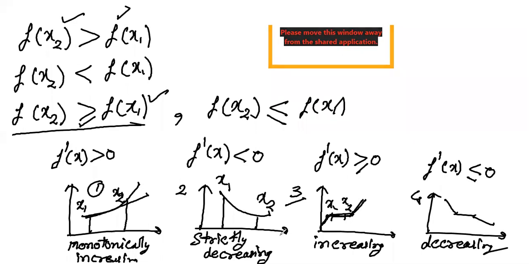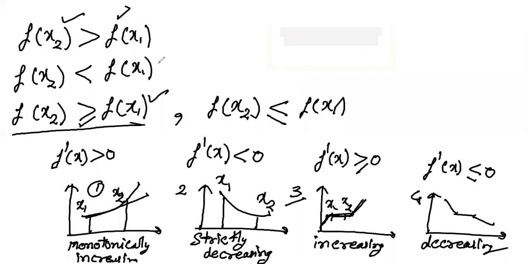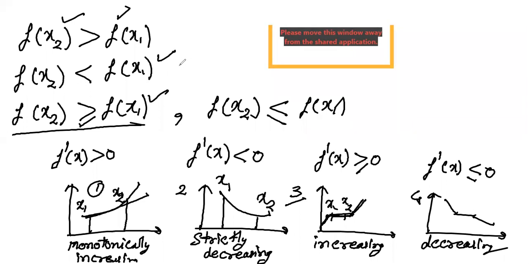Similarly, the second is strictly decreasing. It means from x1 to x2, it is continuously decreasing. So f of x2 is lesser than f of x1. If there is no equal sign, that is strictly decreasing. And if it is a decreasing function, it is first decreasing, then constant, then decreasing. So f of x2 and f of x1 could be equal also. So this is only a decreasing function.